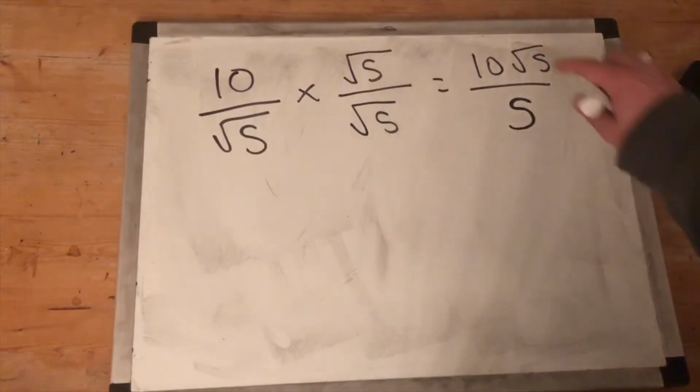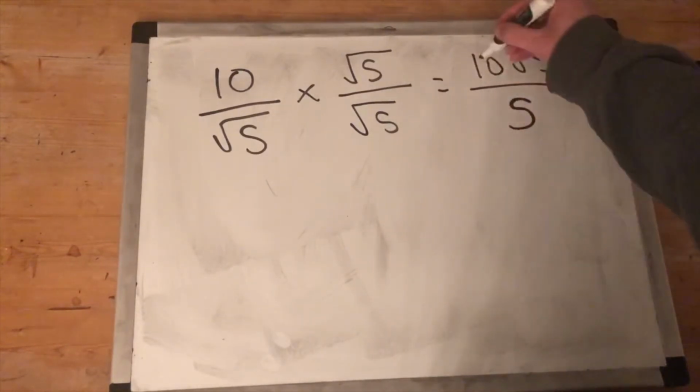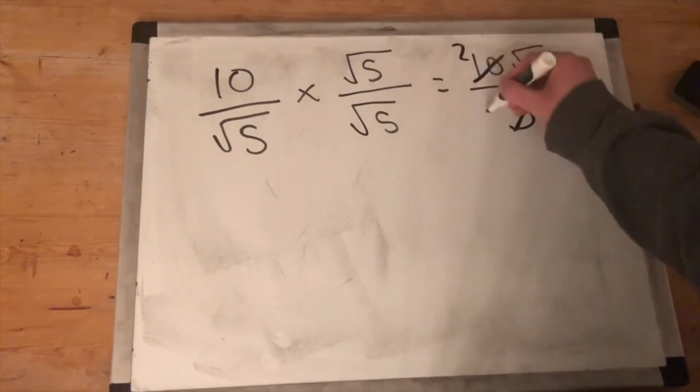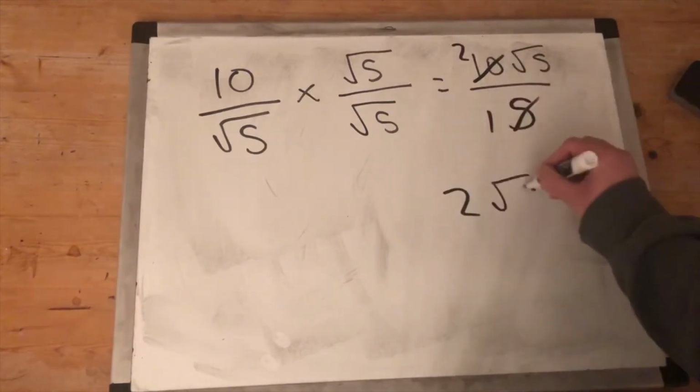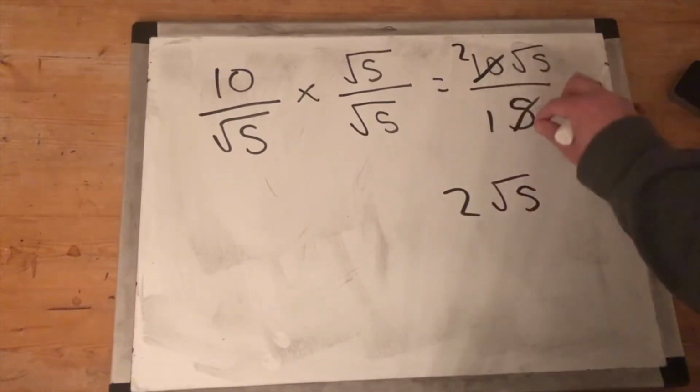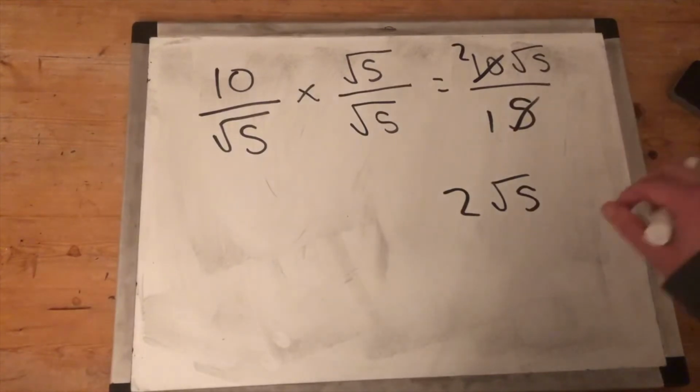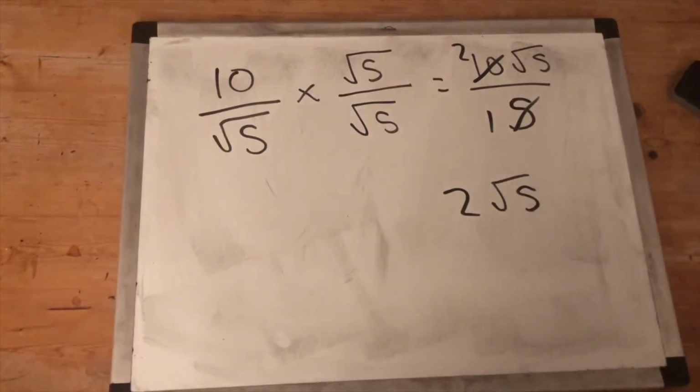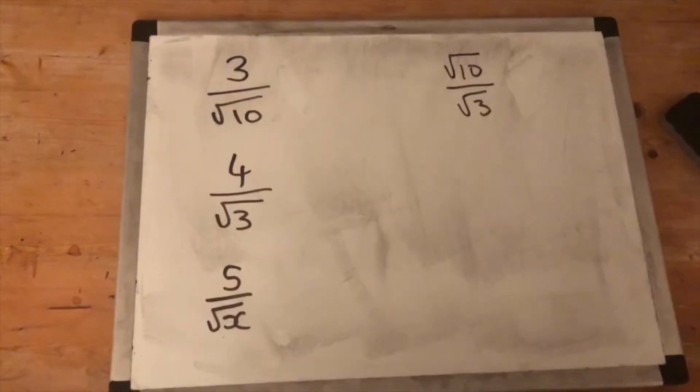And at this point here, we can simplify it. 10 over 5, 2 over 1. So our final answer, 2 root 5. 2 root 5 divided by 1. Divided by 1 just means keep it the same, 2 root 5. I've got 4 more examples coming up quickly.